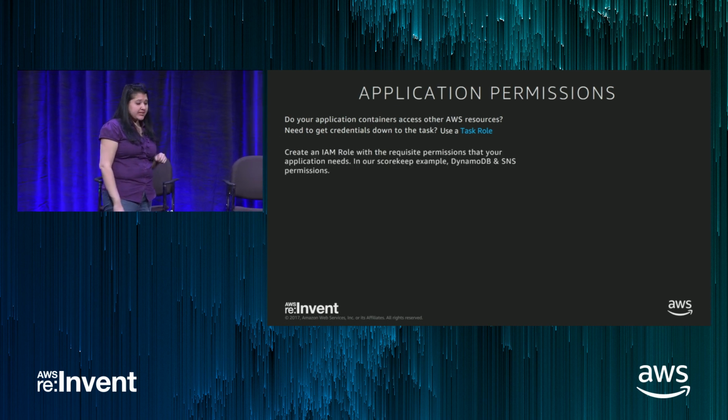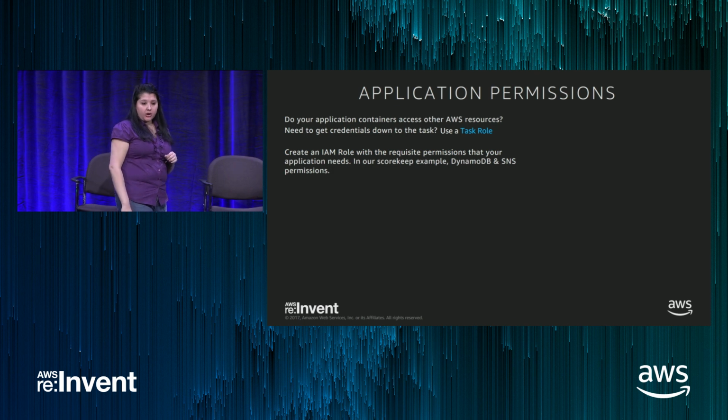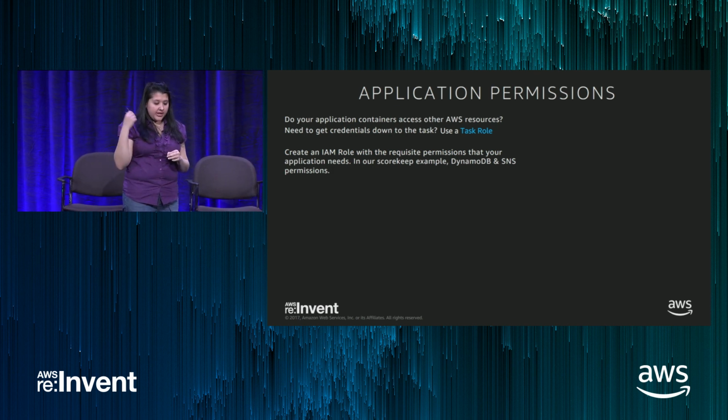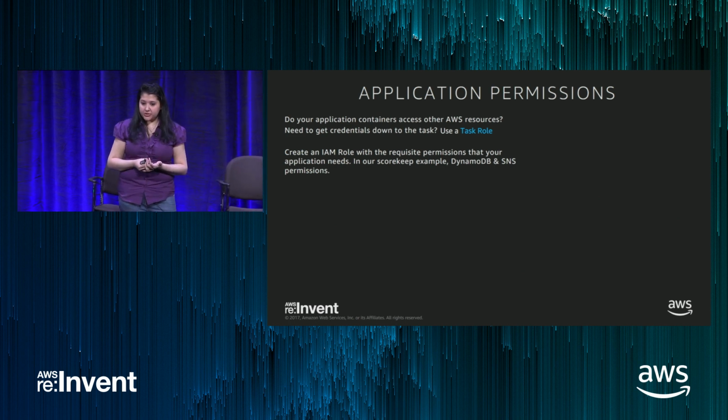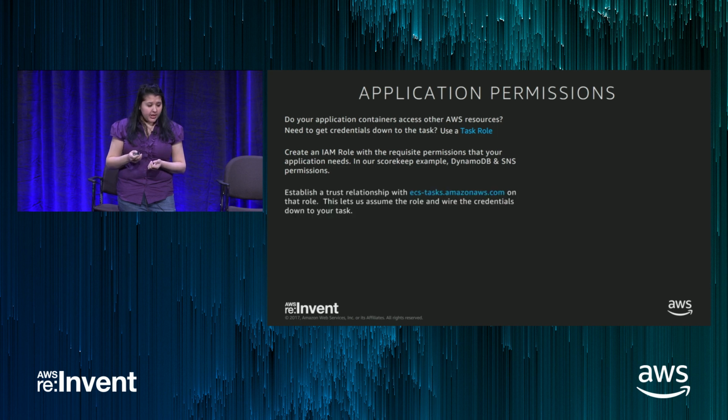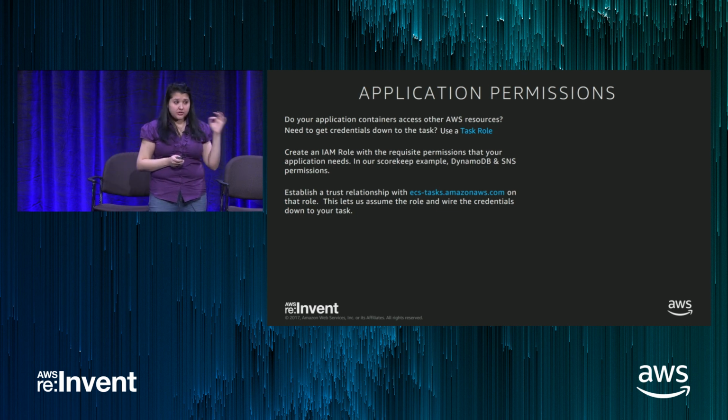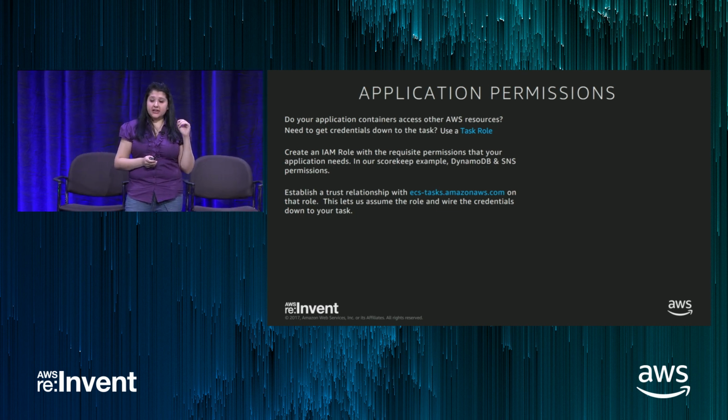How you would use this is you go into the IAM console, create an IAM role, and attach the requisite permissions that your application needs. So in our case, we would attach DynamoDB and SNS permissions to the role. And you establish a trust relationship with ECS. What this trust relationship does is allow us to assume that role on your behalf and do the credential management for you and wire your credentials down into the task in a secure manner.